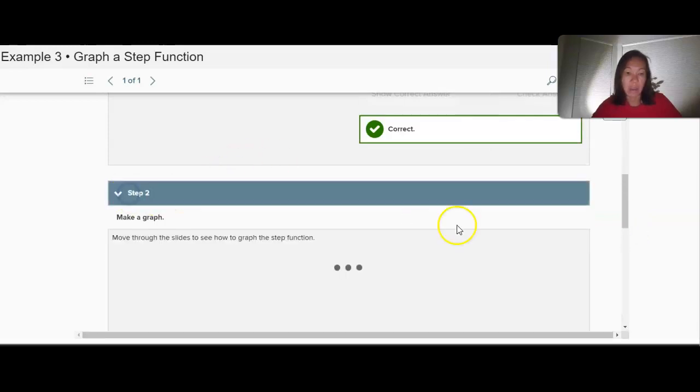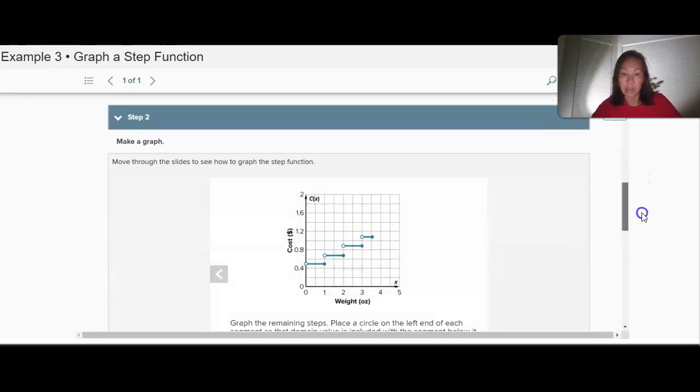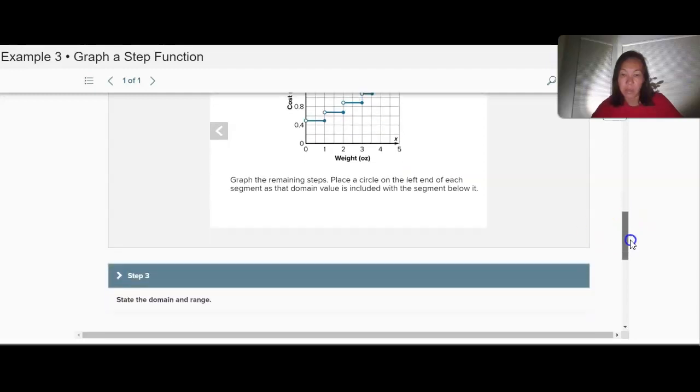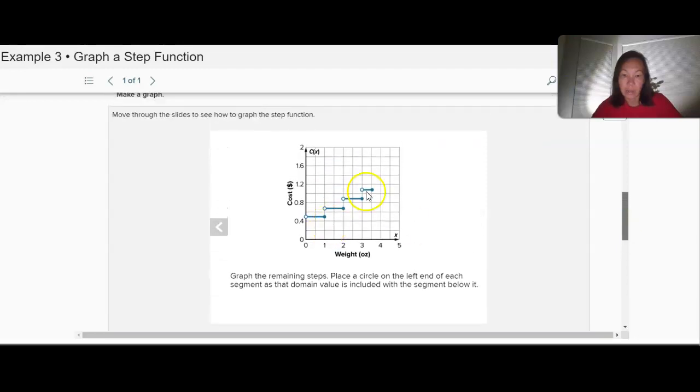And now that we have that, we're going to make a graph of this. So this would be our piecewise function. And so if we're going to graph this from 0 to 1 ounce, it costs 47 cents. Then from 1 to 2 ounces, it costs 68 cents. From 2 to 3, it costs, what did we say, 89 cents. And then from 3 to 4, it's $1.10.